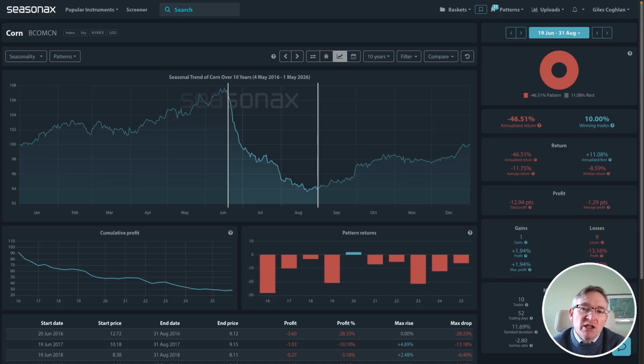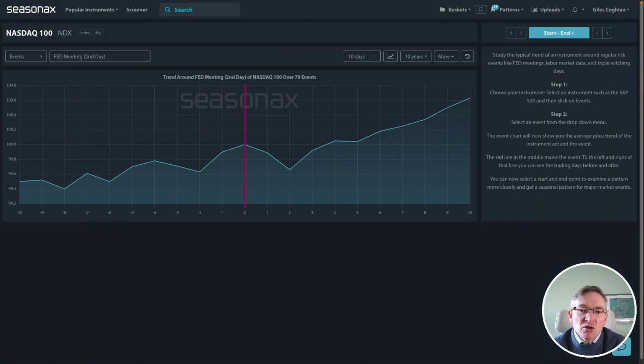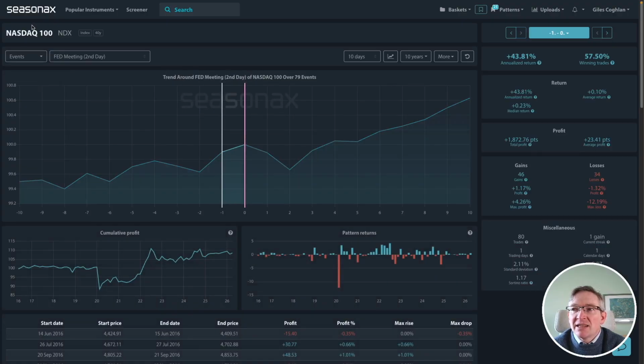Position traders also need to account for major macro events. Now, these include central bank decisions, inflation data, employment reports, and geopolitical developments. And using Seasonax's event feature here, you can see typical market reactions over events. So here's a Fed meeting, and you can see this is a typical market reaction of the NASDAQ, right, over the last 79 Federal Reserve interest rate meetings.